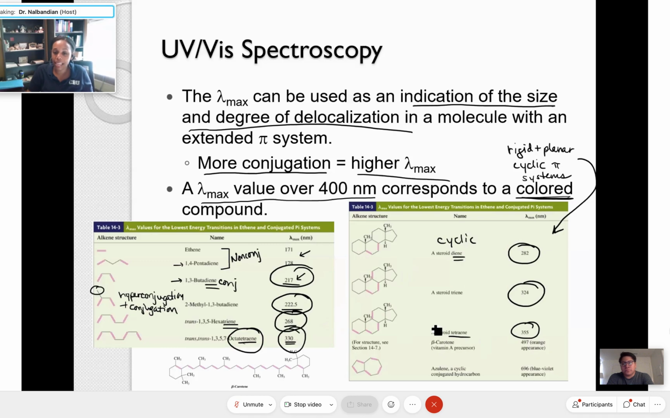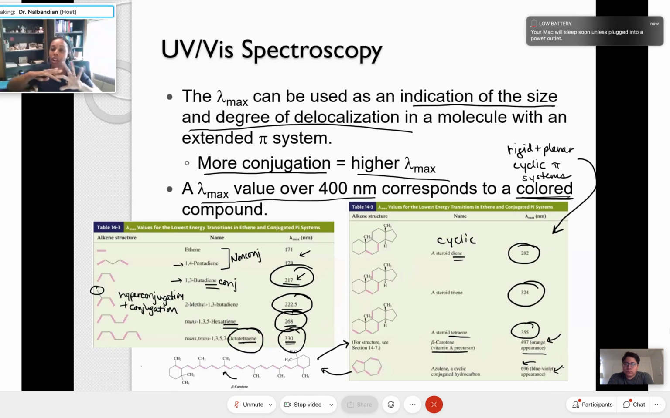Now we're going from a tetraene to beta-carotene. Look at this, 497. Having all these double bonds in conjugation. Yes, this isn't cyclic, but we still have a lot of double bonds in conjugation, so 497. That's where we get the orange color. And then here we have 1, 2, 3, 4, 5 double bonds. Not as many as beta-carotene, but they're all cyclic, conjugated. Look at this, a higher lambda max because of cyclic conjugation, and we get this blue-violet color. So hyperconjugation increases it, and having a ring, rigid, planar, extended conjugation also increases the lambda max. Questions there?